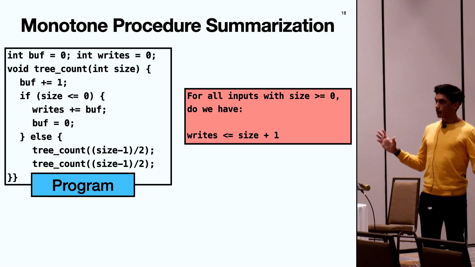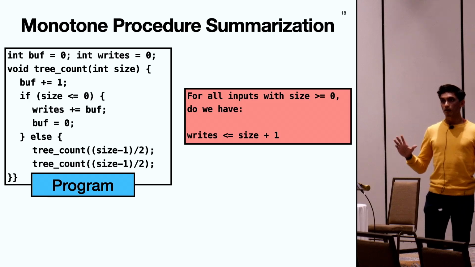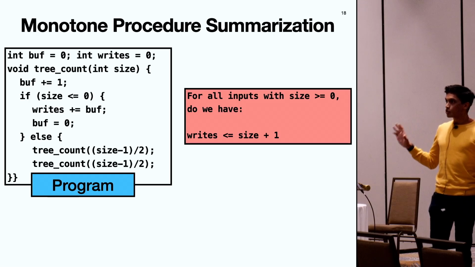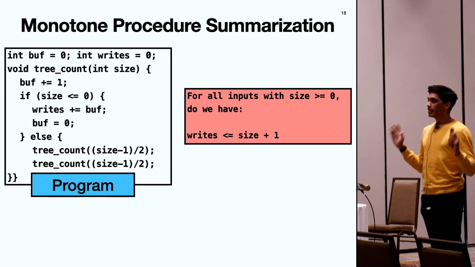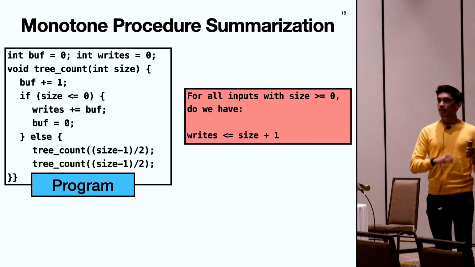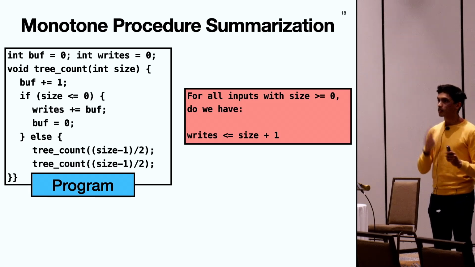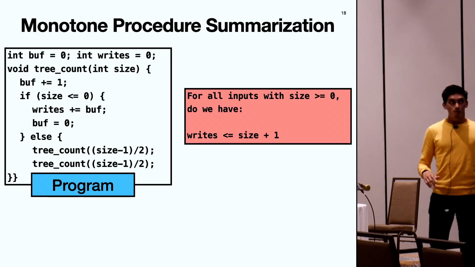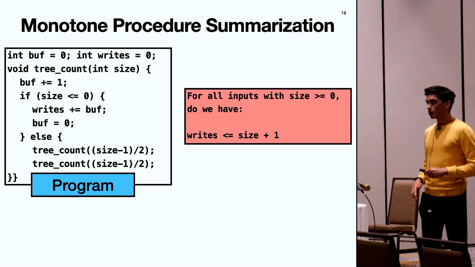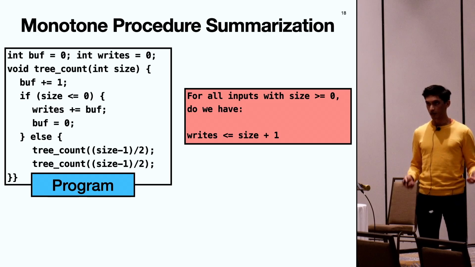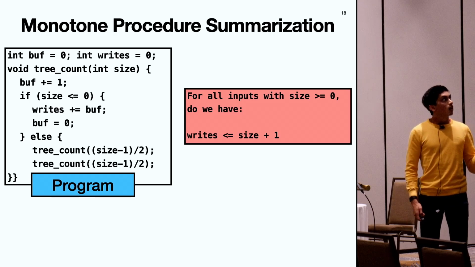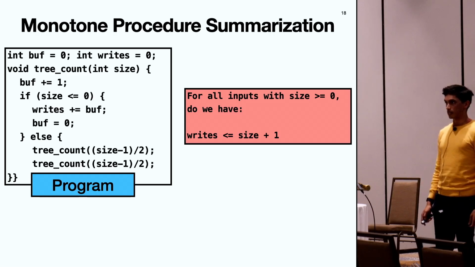Imagine a program that traverses a binary tree. And at each node, it saves the value of the node to a buffer. And at each leaf, it writes everything in its buffer to memory and clears out the buffer. This program is an integer model of such a program in which size represents the size of the binary tree, buff represents the length of the buffer, and writes counts the number of times that we write to memory.